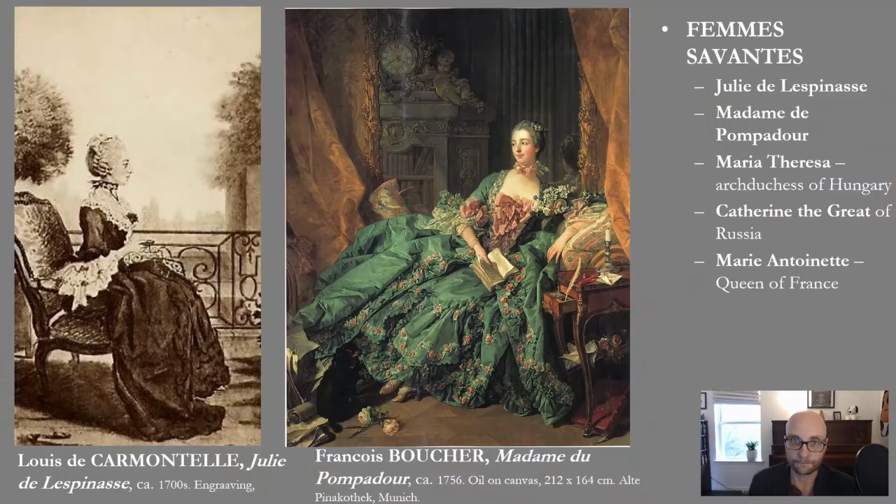These femme savants, there were a handful of these very powerful, influential women. Probably the most powerful and influential was a woman named Julie de Lespinasse, but there was Madame de Pompadour, who was the mistress of the King of France. There was Maria Theresa, the Archduchess of Hungary, Catherine the Great of Russia, then of course the Queen of France, Marie Antoinette. And here are two images of Julie de Lespinasse and Madame de Pompadour, and I think this gives you a good idea of how these femme savants wanted to be seen.